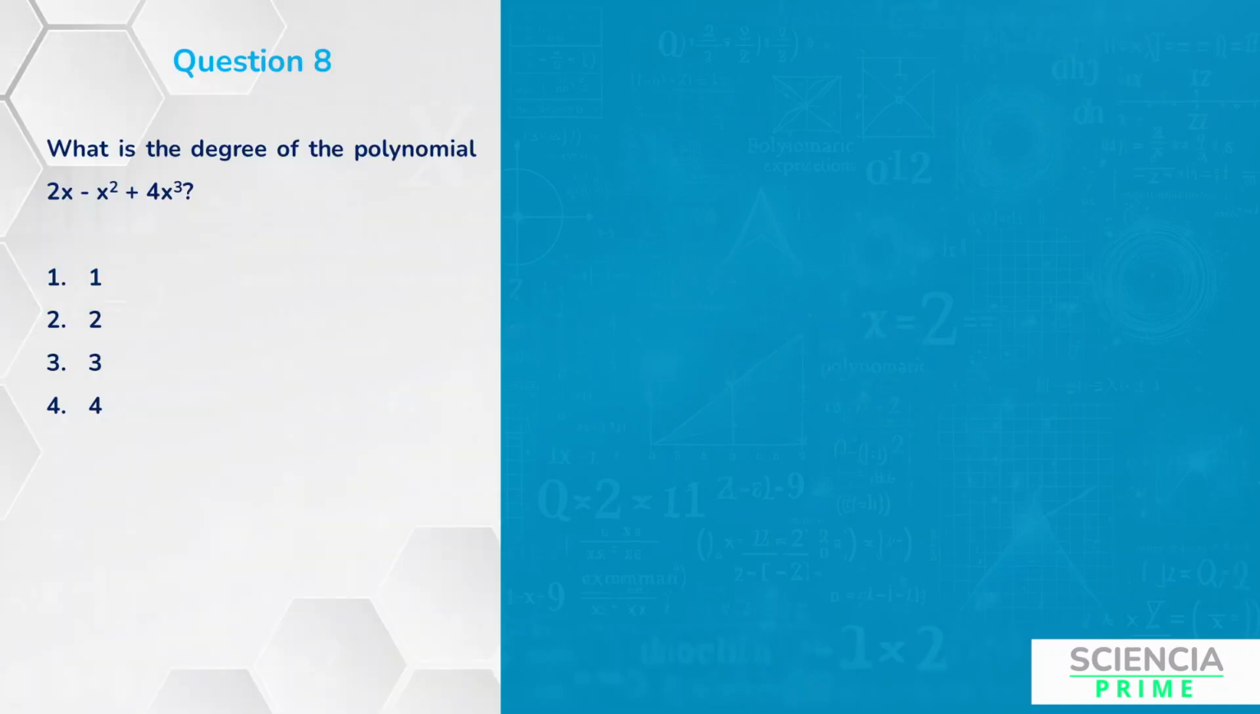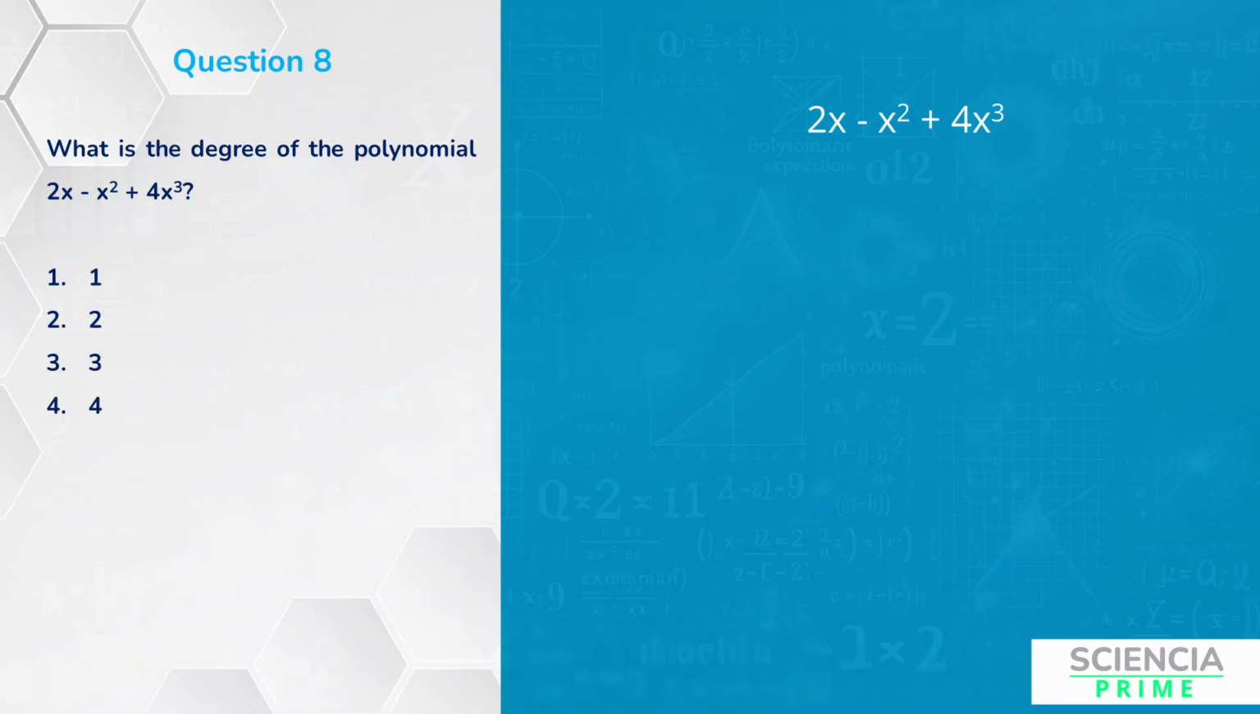What is the degree of the polynomial 2x minus x squared plus 4x cubed? To find the degree of the polynomial, we need to identify the highest power of the variable x in the polynomial. The degree of a polynomial is defined as the highest exponent on the variable x in any of its terms, when the polynomial is expressed in its standard form.